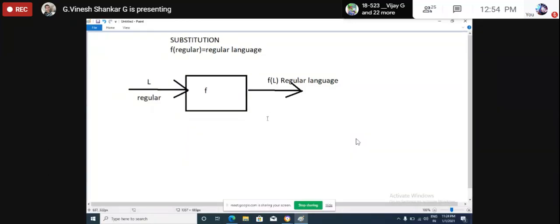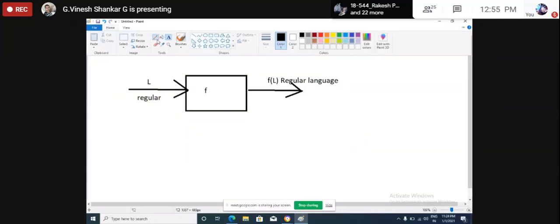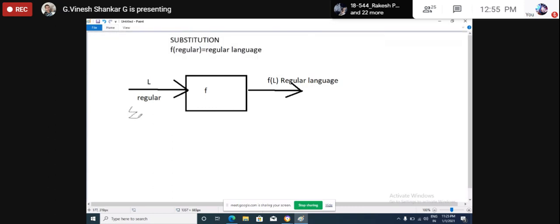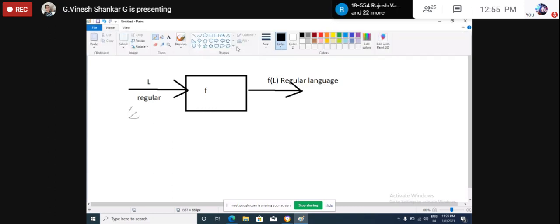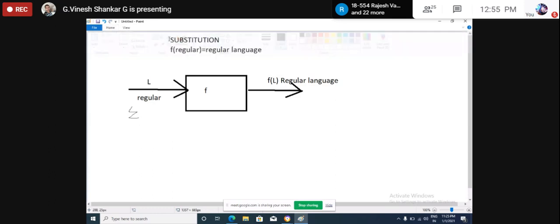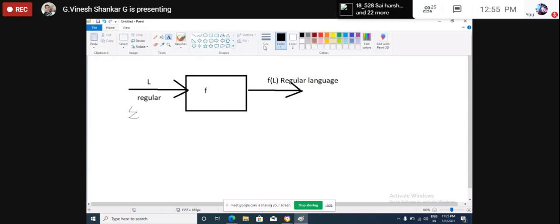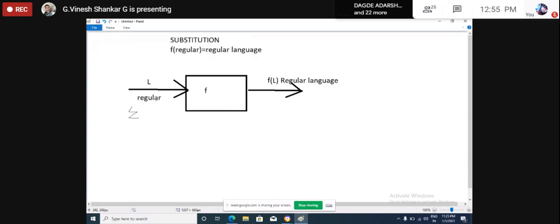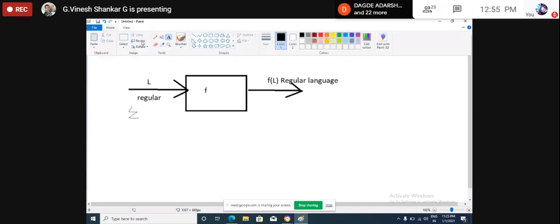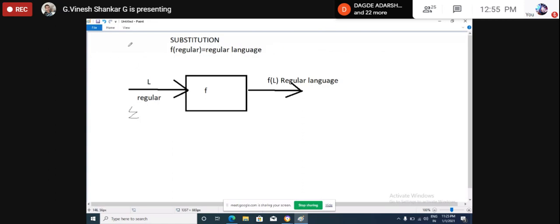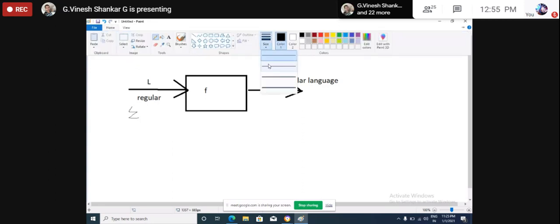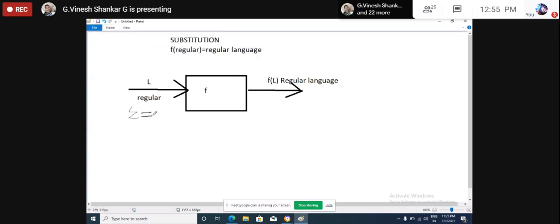L is also a regular language. So this is nothing but a regular language on the basis of sigma, where I'm taking sigma as {a, b}. Sigma is equal to {a, b}. The regular language I'm taking is on {a, b}.